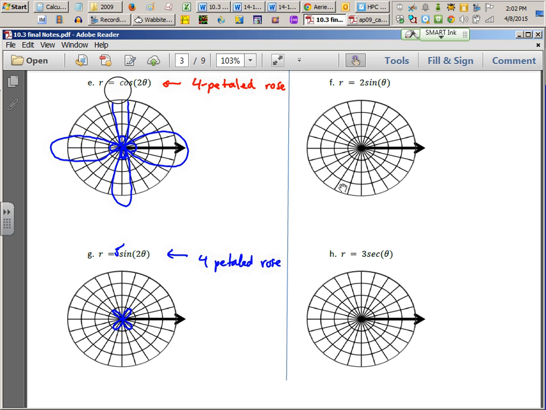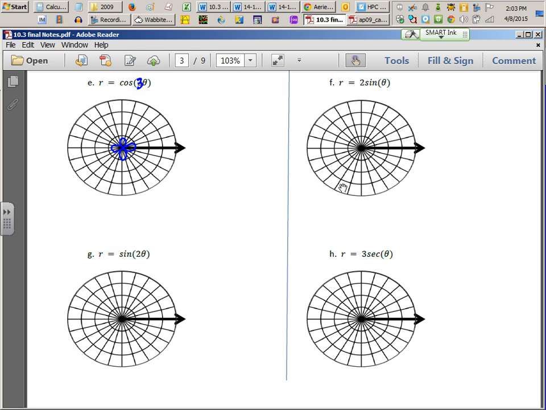Now, if the n, the number next to the theta, happens to be an odd number, let's say 1, or 3, or 5, if it's cos 1 theta, or cos 3 theta, or cos 5 theta, then you actually get that many petals. So, for example, cos 3 theta would give you a 3-petaled rose. Cos 5 theta would give you a 5-petaled rose. So when this number is odd, you get that same number of petals. When it is even, you get twice as many petals.